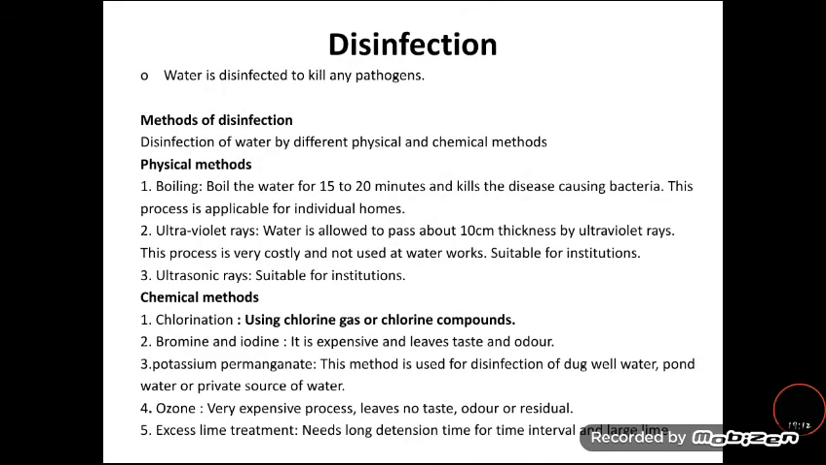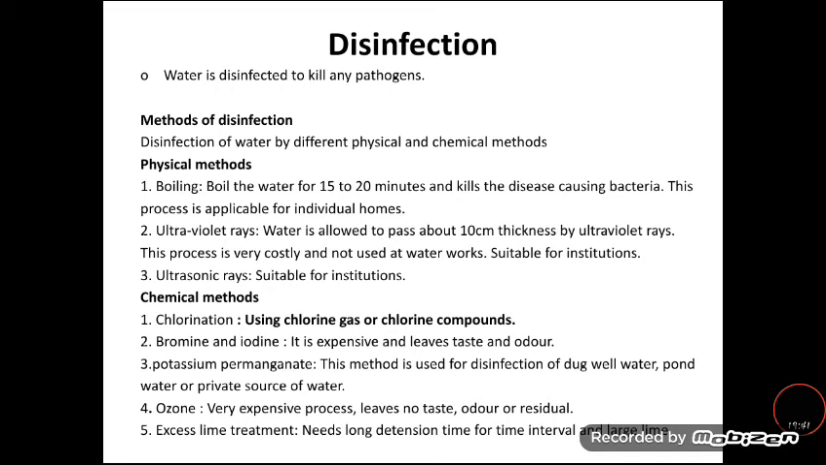Next one is the disinfection process. This is the process attained by means of chlorination. Here the water is disinfected to kill the pathogenic bacteria present in the water coming from the secondary clarifier. Here the disinfection can be attained by means of the following physical and chemical methods.